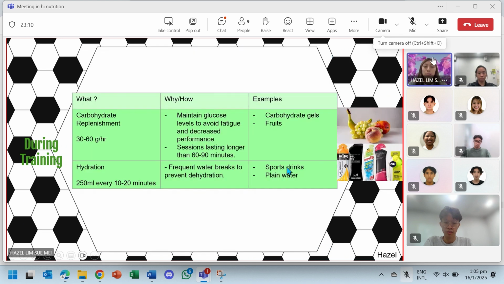During training, if your training lasts more than 90 minutes, it is important to include carbohydrate replenishment, such as carbohydrate gels and fruits. This is to maintain your glucose level to avoid fatigue and to avoid decreasing your performance. And for hydration, it's very important to rehydrate every 10 to 20 minutes, including sports drink and plain water.